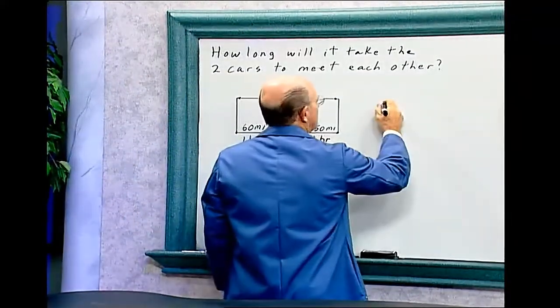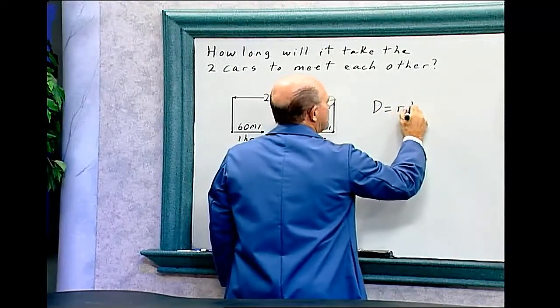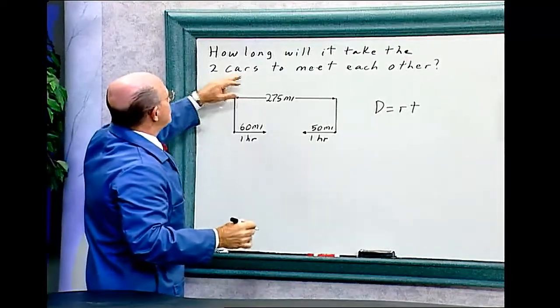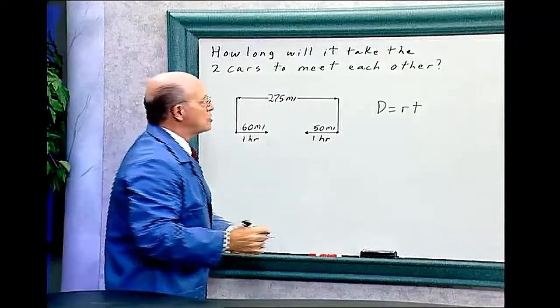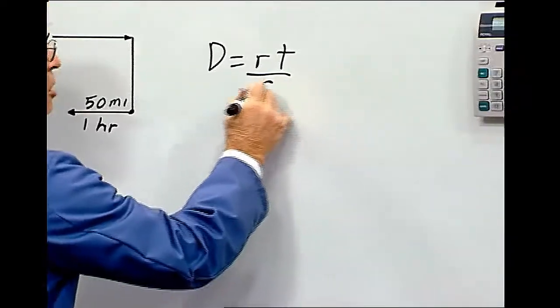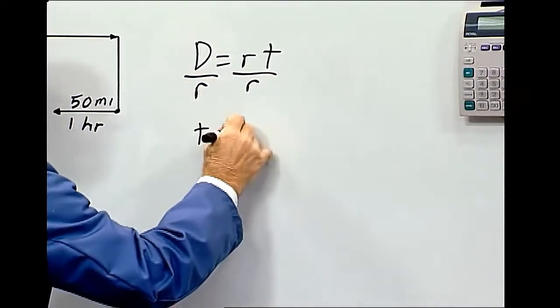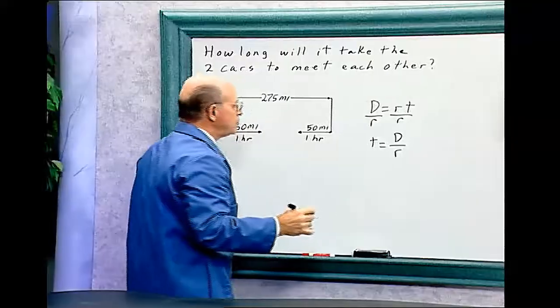And so let's put the formula. Distance equals rate times time. And again, how long will it take the two cars to meet each other? That's time. So we want to isolate the time. Divide each side by r. So t equals distance over r, the rate.